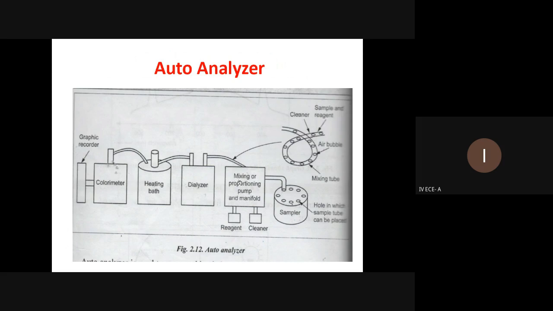Proportioning pump is basically a simple peristaltic pump. It works simultaneously on a number of tubes with a certain ratio of diameters. Then the dialyzer separates interfering substances from the sample by permitting selective passage of the sample through a semi-permeable membrane. Next, the heating bath is used to heat fluids continuously to the exact temperature of 37 degrees Celsius. Then the colorimeter is used to monitor the changes in optical density of the fluids which flow through the tubular flow cell. Okay, so this is all about the colorimeter.